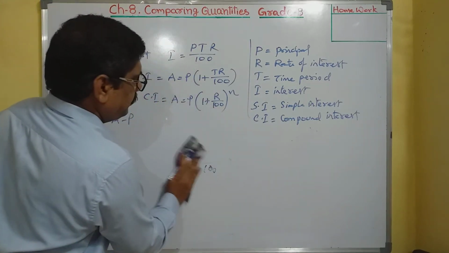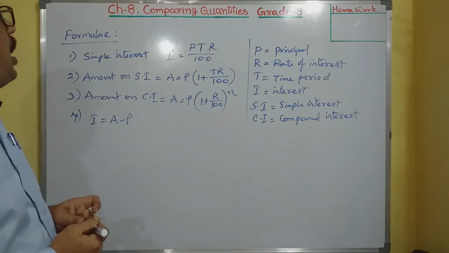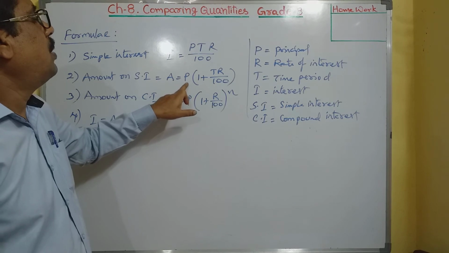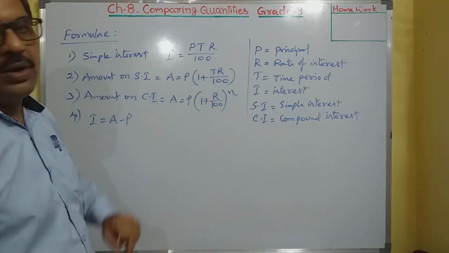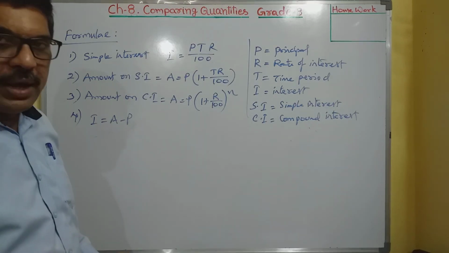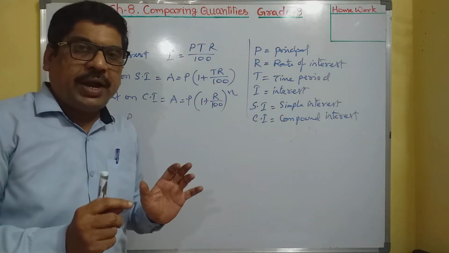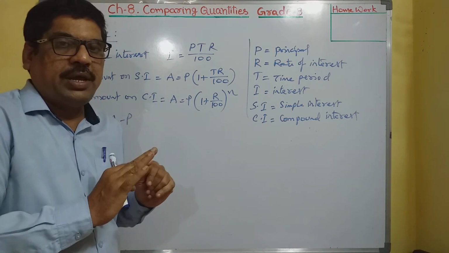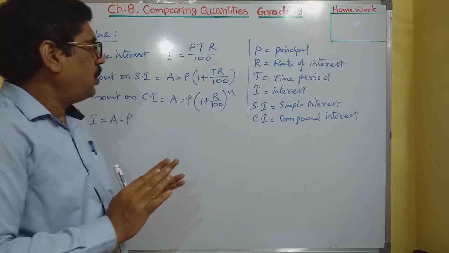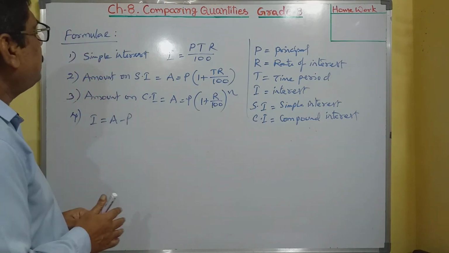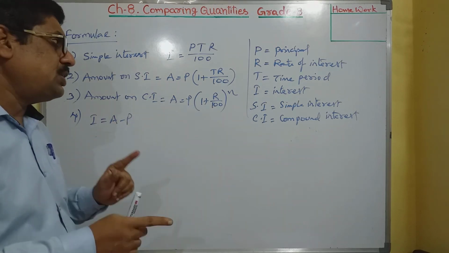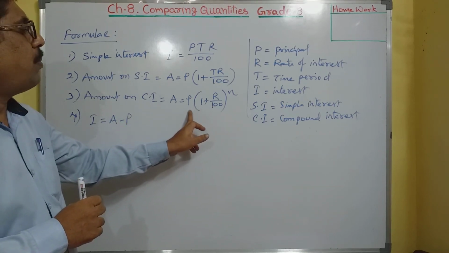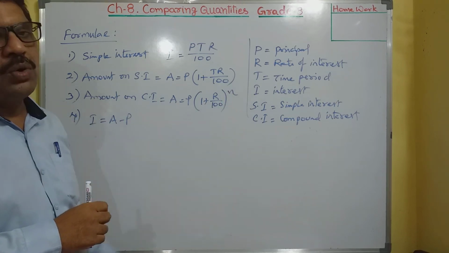Okay. Now the second formula, amount on SI, means simple interest, is A is equal to P into 1 plus TR by 100. TR means T into R by 100. By using this formula, we can calculate the amount if we deposit or borrow some money for some interest. Okay. Now, amount on CI. CI means compound interest. If the interest is calculated compoundly, then we can find the amount by using this formula. A is equal to P into 1 plus R by 100 whole to the power of n.